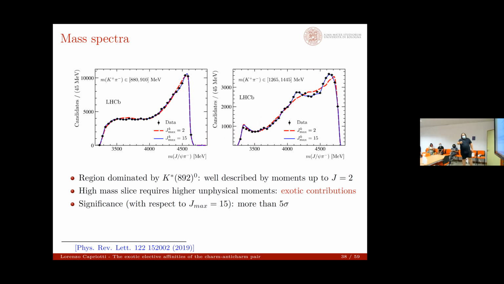Okay, so the red curve here is the j equals 2 maximum angular momentum. And the blue one is j equal 15, which is of course unphysical, but that is used as a baseline to calculate significance. So of course we don't expect resonances of spin 15 here. This is just a mathematical artifact to get an unbiased distribution for significance calculation. So you can clearly see that there are regions here which are not well described by the red curve, and we probably need exotic contributions here as well.